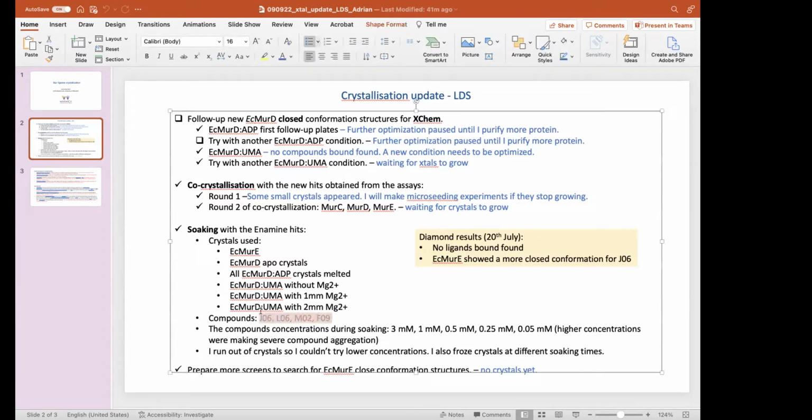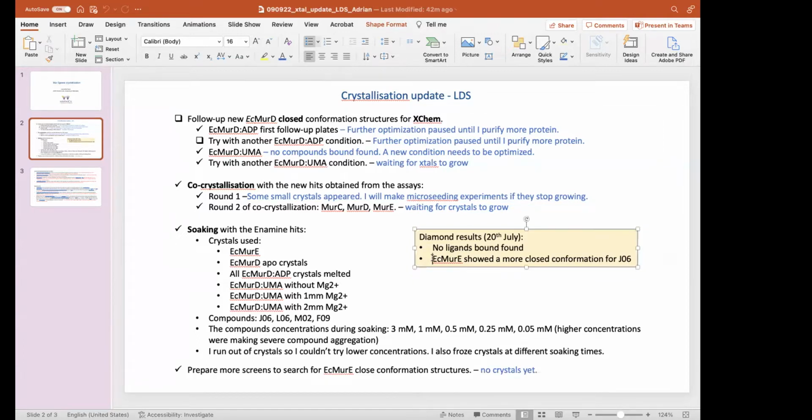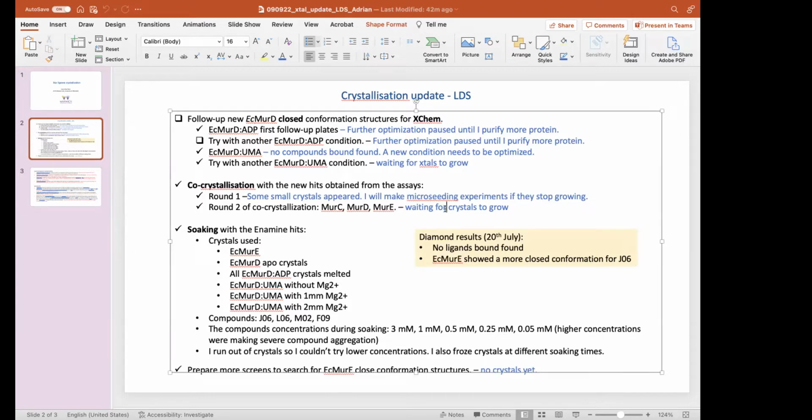And the compounds are, these are the names of the compounds for now. Different concentrations of compounds, and different soaking times. But I couldn't see any ligands there. The only thing I could see of something happening was in the crystals from Mur E with JO6, and they were showing a more closed conformation than usual. We have seen this before, if you remember. The rest is no new crystals yet, but I have done different rounds of co-crystallization. The last one is pretty recent, so I'm still hopeful that something will come out from that.